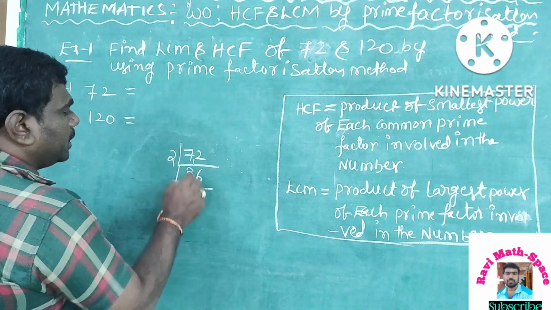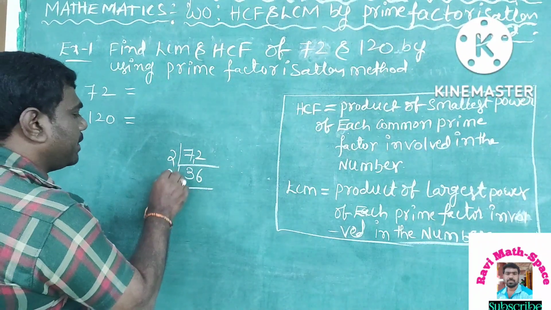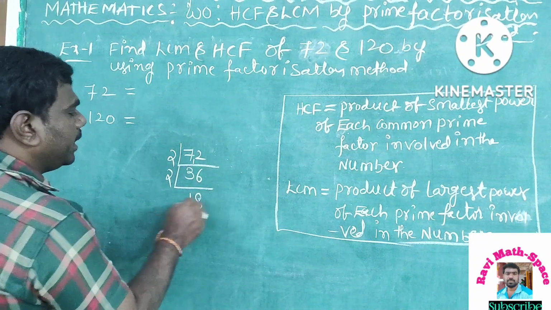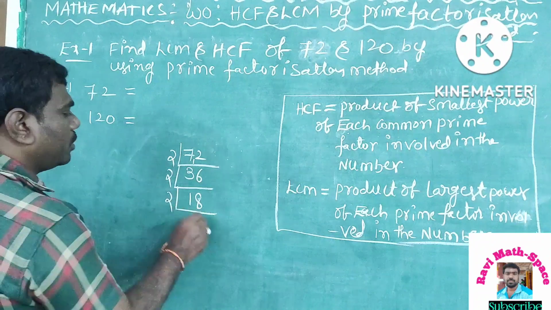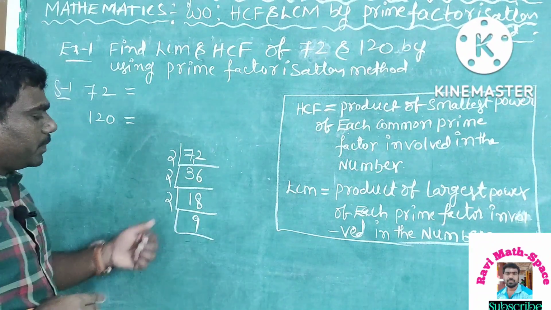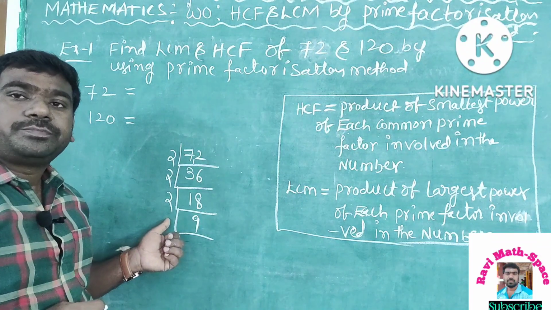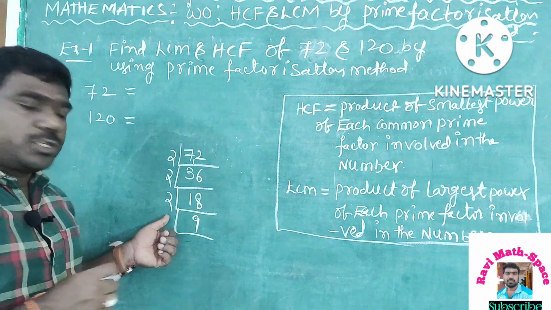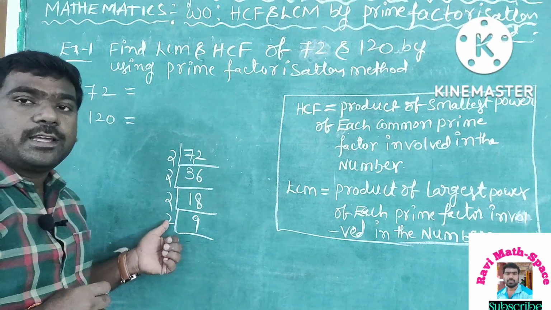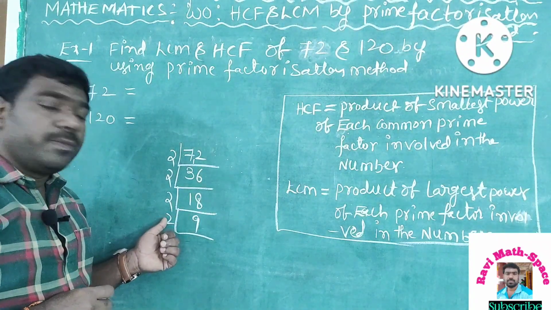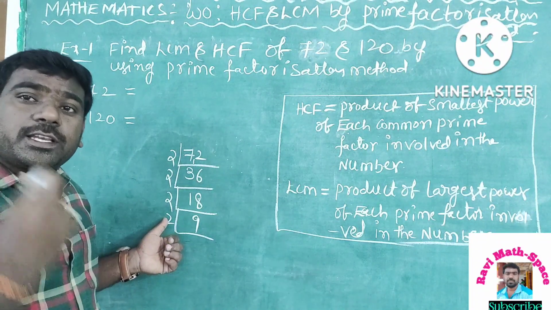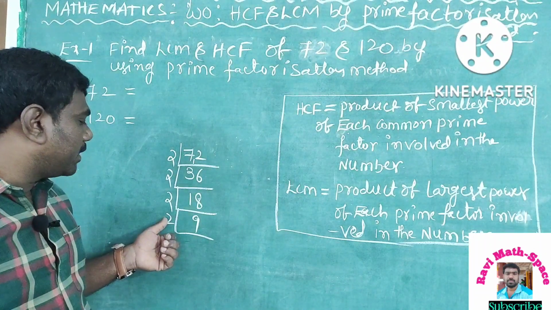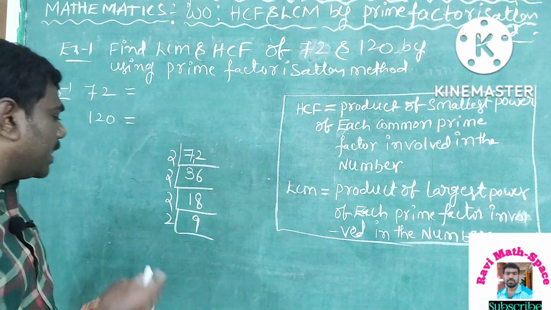Now again divide this 36 by the smallest prime number. Again take 2 only. It is divisible: 2 eighteens are 36. Now 2 nines are 18. Now take the smallest prime number again, but 9 is not divisible by 2. If I take 2 here, this 9 is not divisible by 2. Then what should we do? Consider the next smallest prime number, that is 3.